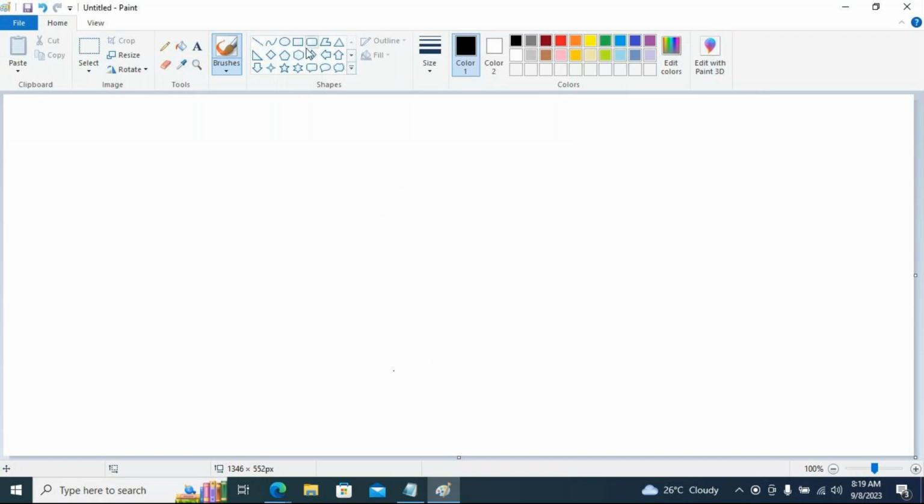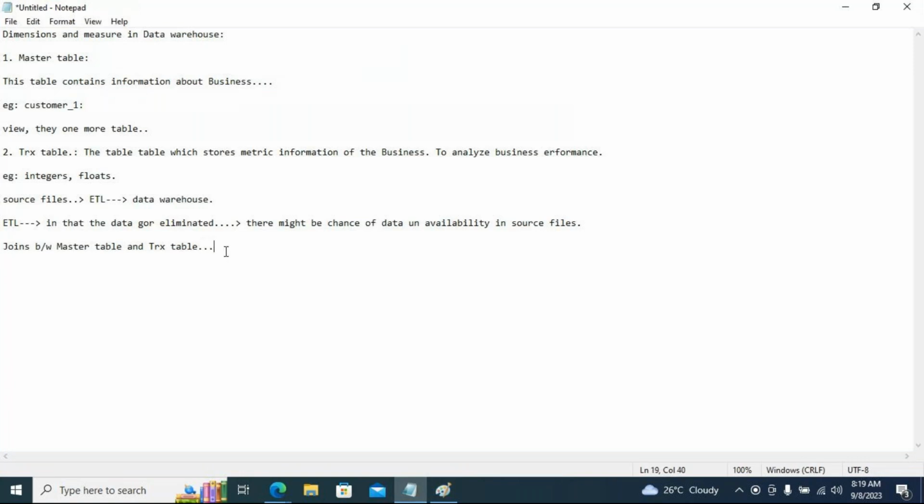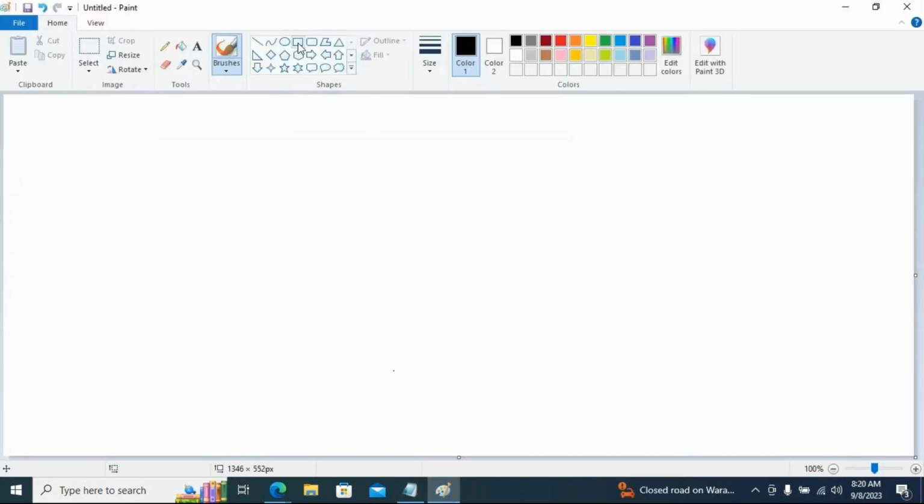As someone said, this master table and dimension table are both the same, right? It's not like that. At the data warehouse level, these tables are again classified into two types. In the master table, in general, tables are classified again into dimensions and measure tables, or we can say fact tables. So let me give the architecture so that you will understand.